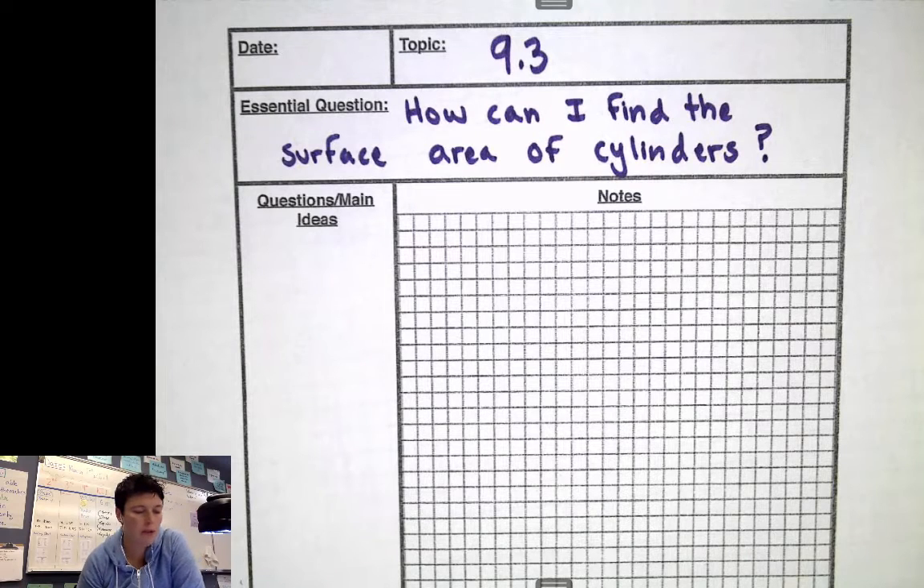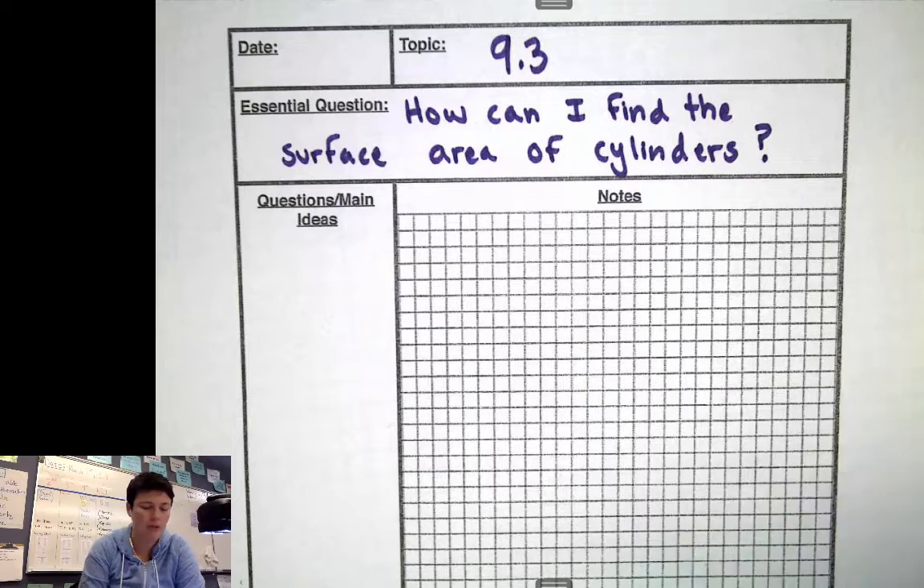Hi guys, we're doing another video today on Chapter 9, Section 3, 9.3, if you're using the same book as us. Today's essential question is, how can I find the surface area of cylinders? So we're working on cylinders, and we're working on surface area, which means we're looking at the outside part of the object to figure out how much space there is. And so we're going to try a few problems today.